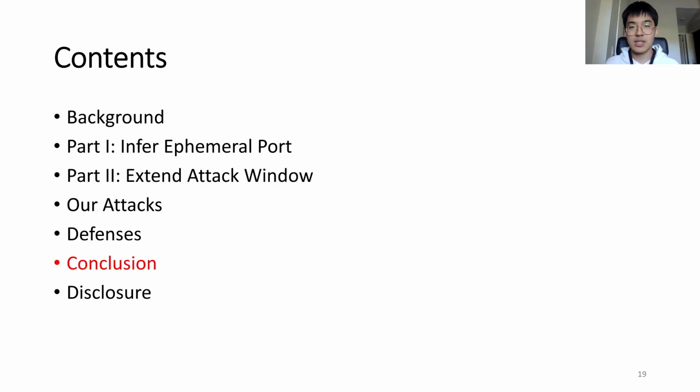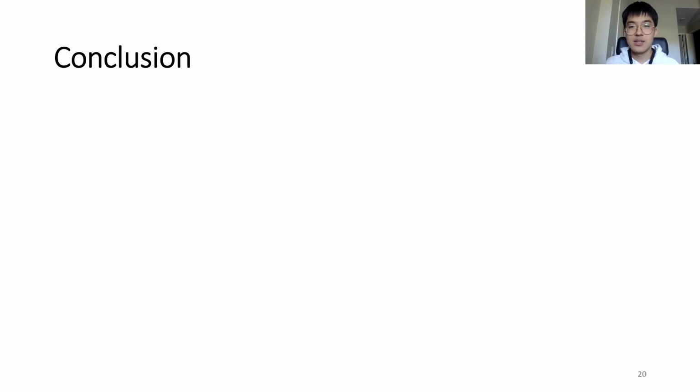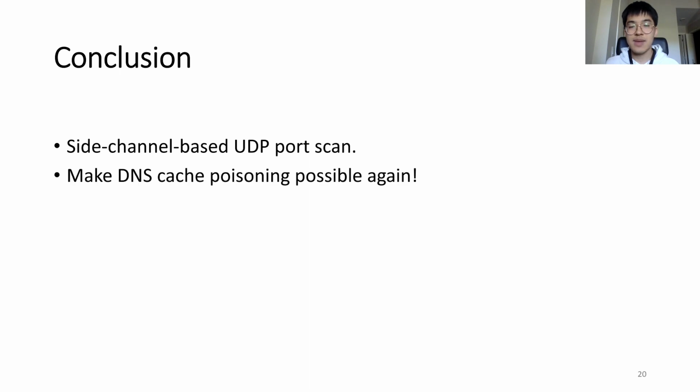Now let's conclude today's talk. First, we introduced a novel side channel based on SMP global rate limit counter. Then, by using it, we revived the DNS cache poisoning attack. And finally, we showed our attack is powerful and can succeed on real-world resolvers in just minutes.